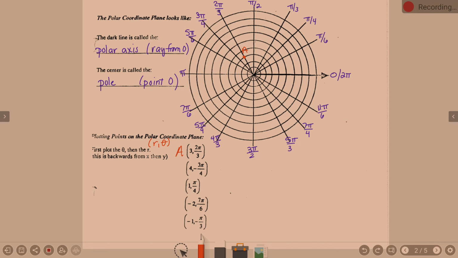Okay? Did you just go down and label all the rest of the letters? Yes. I have that we are going to be graphing A, B, C, D, and E.